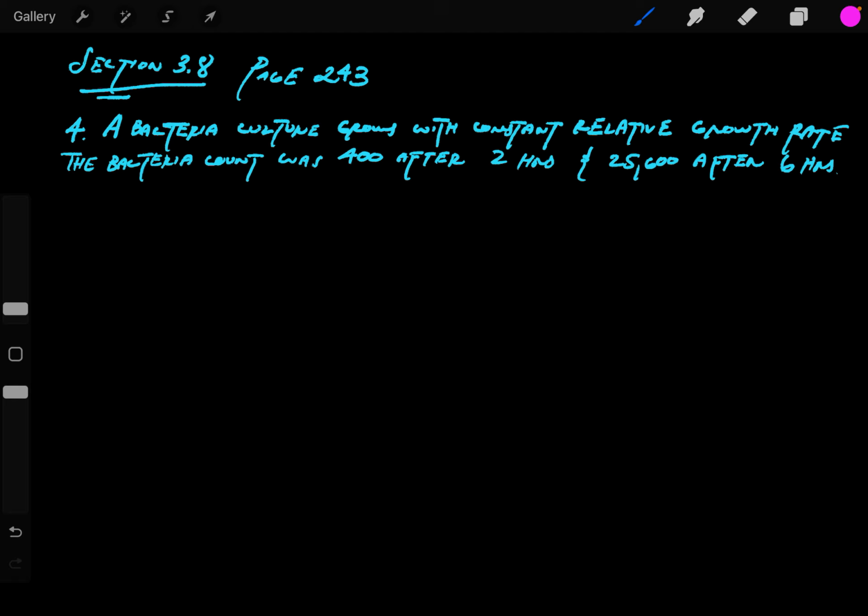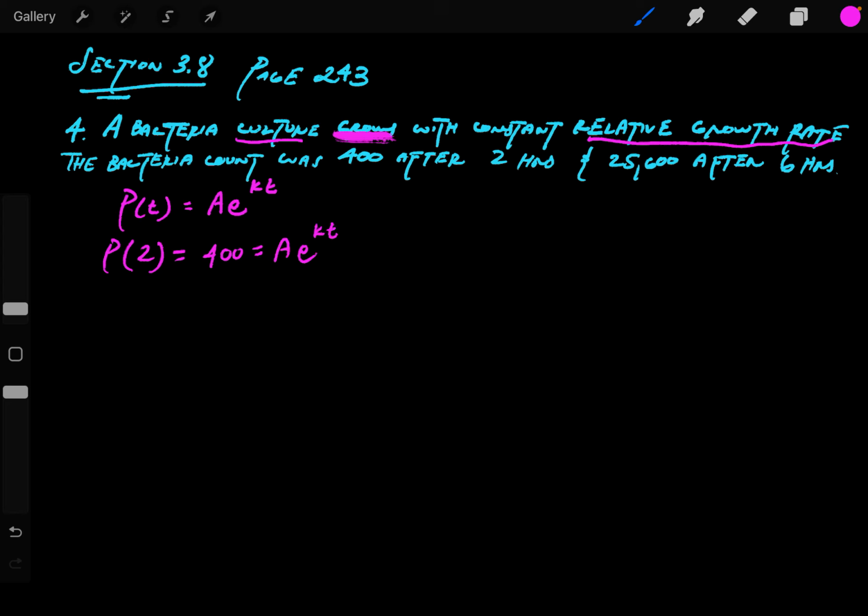Okay, so it basically tells you that you have a bacteria culture that grows with a constant relative growth rate. That means you know that the population of bacteria is of this form. Now, it tells you that the count was 400 after 2 hours, where t is measured in hours. So this is 400, and you have this first equation, e to the 2k, where t is 2.